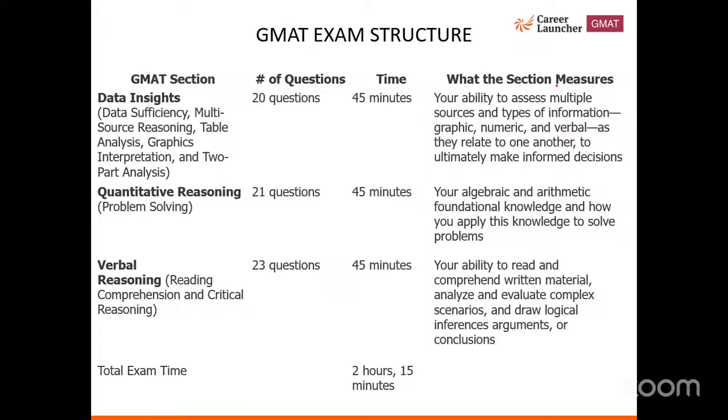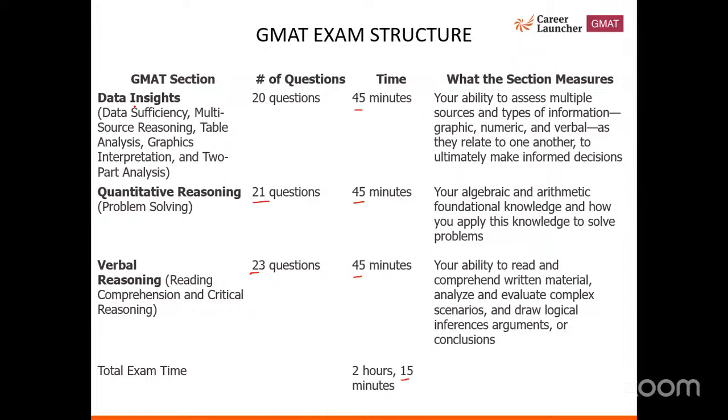We have three sections: data insights, quantitative, and verbal. On the DI section, you have 20 questions, on the quantitative 21 and verbal 23. All sections are 45 minutes, and the total duration is going to be 2 hours, 15 minutes.